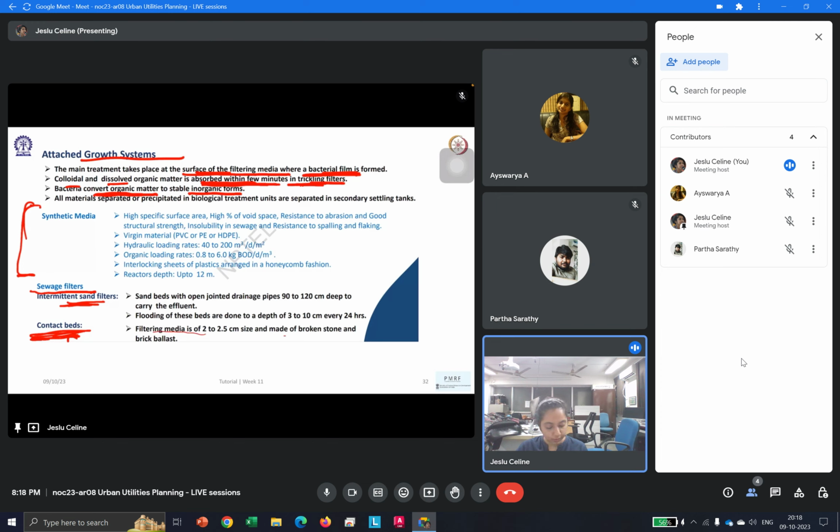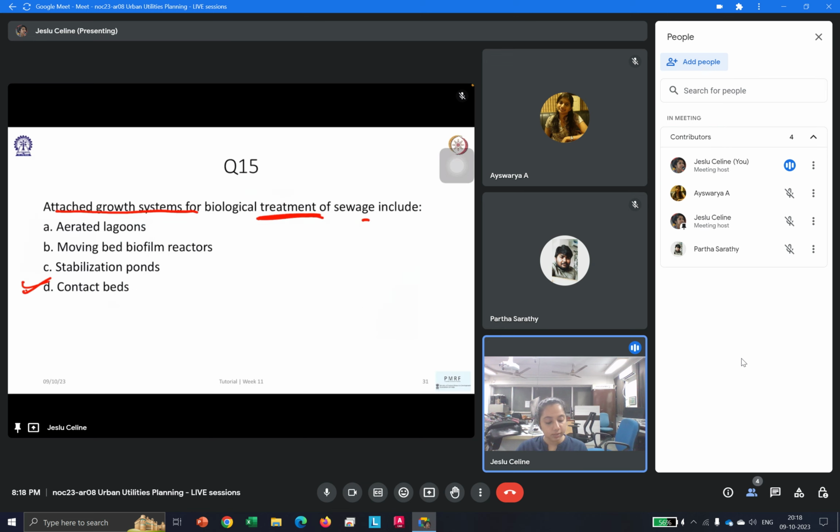So the filter media of the contact bed, these are the specifications of the filter media, how the contact bed is made. Why is it contact bed? Because none of the other options given over here match the attached growth system. You do not have aerated lagoons in an attached growth system. You need a filter medium, but it's not a moving bed biofilm reactor. And you're not talking about stabilization ponds either. So it's contact beds which are there in the attached growth system.